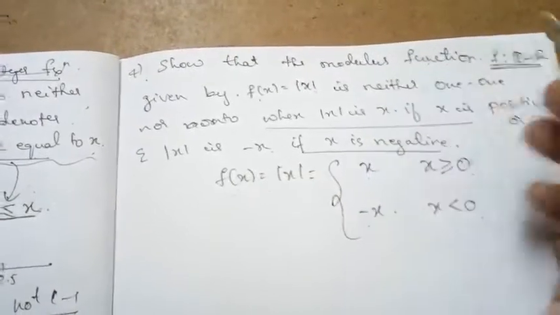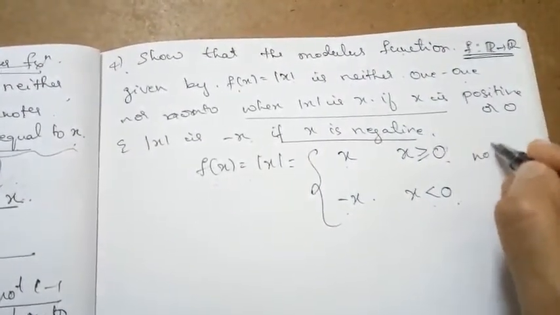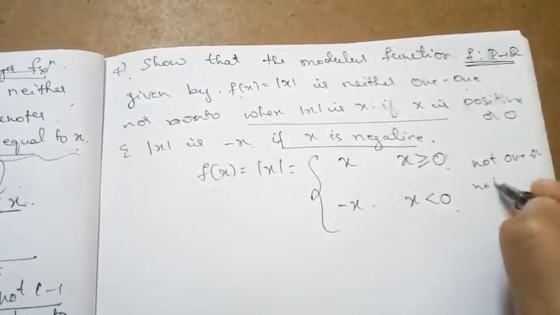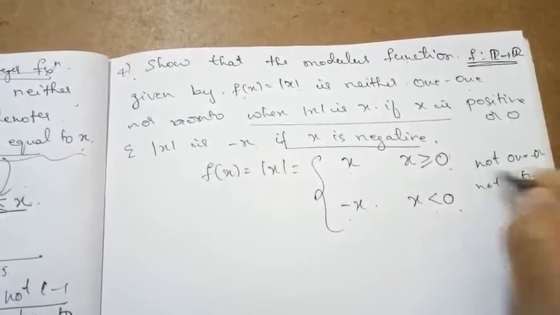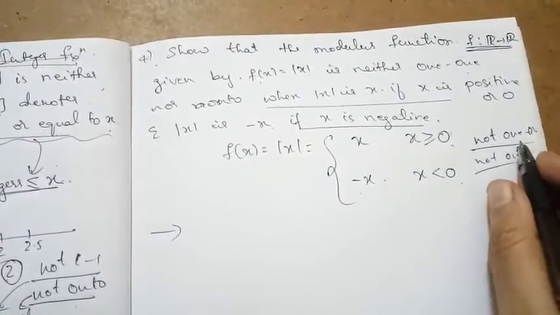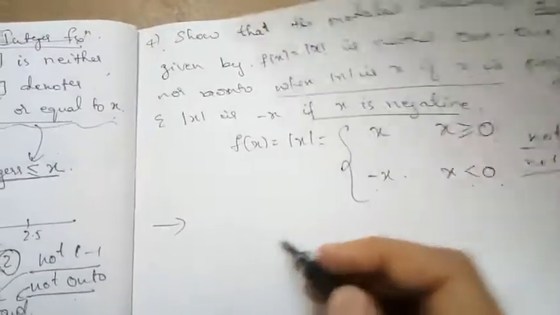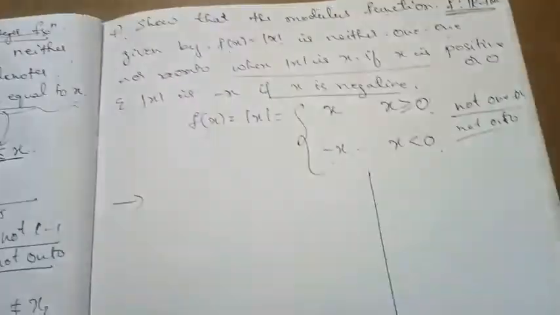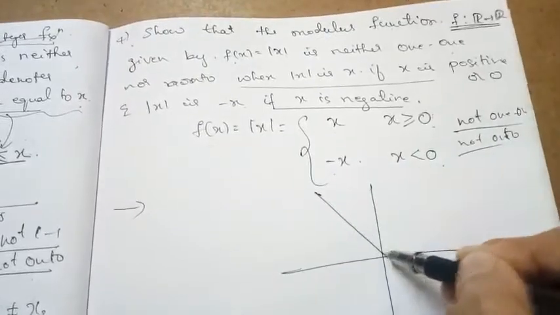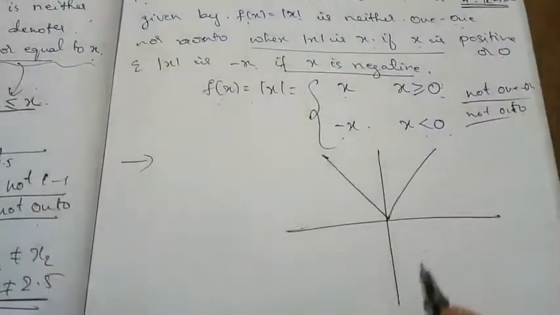Now we need to show that it is neither one-one nor onto. Since it is neither, one random example is enough to say that it is not one-one and not an onto function. So the graph of this function will be like this. I hope all of you remember how the modulus function graph looks.